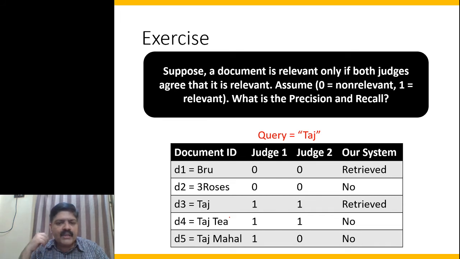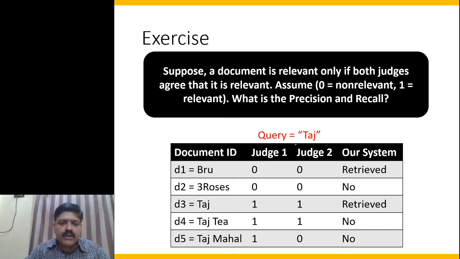So in this case, the query is Taj, and I have 2 judges, judge 1 and judge 2, who are looking at each of the 5 documents that I have, and marking if the document is true or false. And I'm telling you that I consider only those documents as relevant where both the judges agree that the document is relevant. Okay, so in the table below, 0 means the document is non-relevant, as marked by the judge, and 1 is relevant. So our objective is to find the goodness of the system in quantifiable terms, or we want to find the precision and recall. Okay, so let's look at this table.